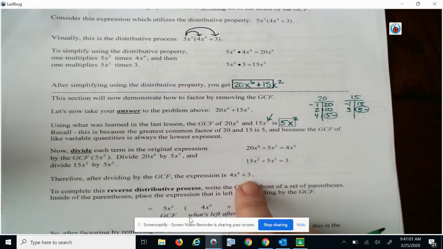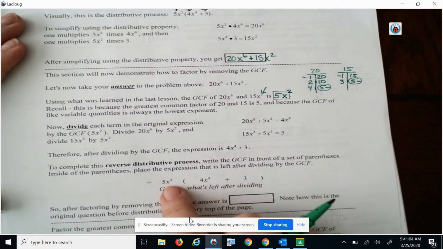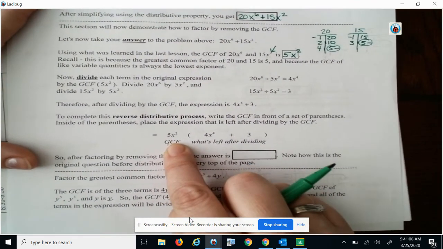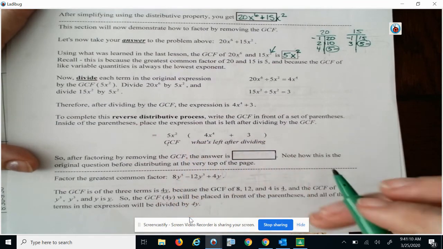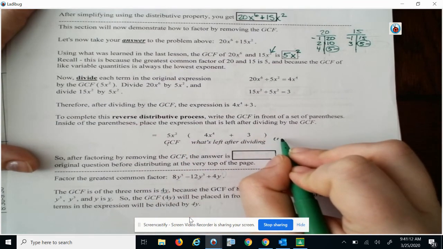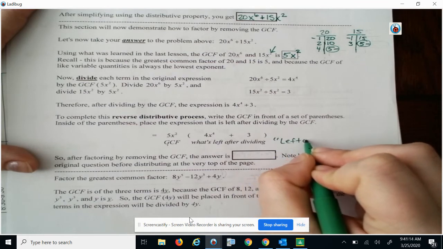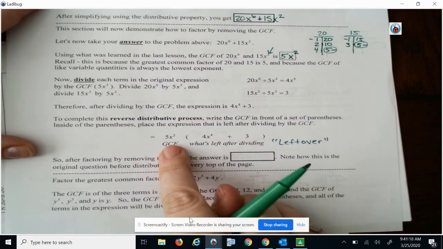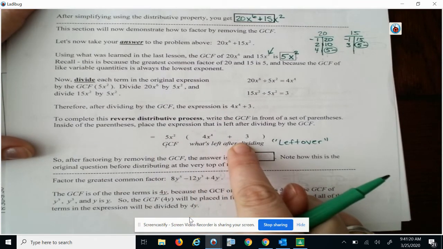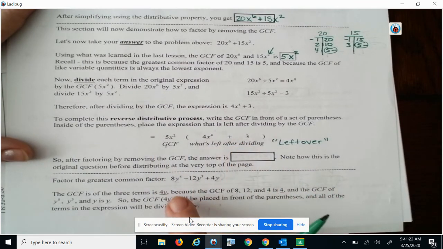So when we factor it out, we end up with our GCF out here on the outside. And in parentheses, we have what's left after dividing. I call this the leftover. Okay, so we have GCF and leftovers in the parentheses.